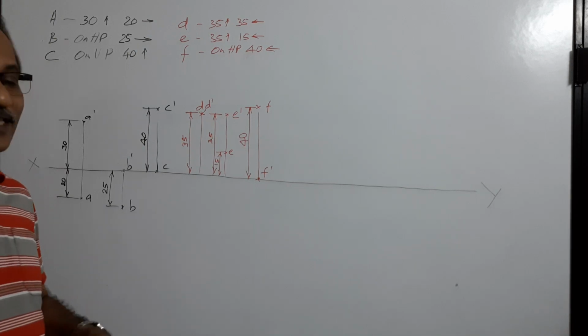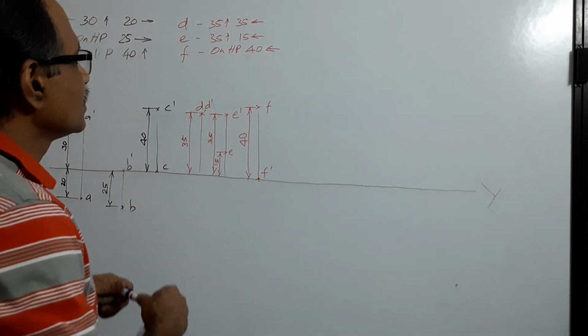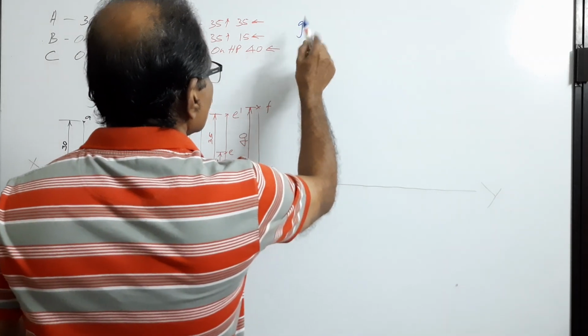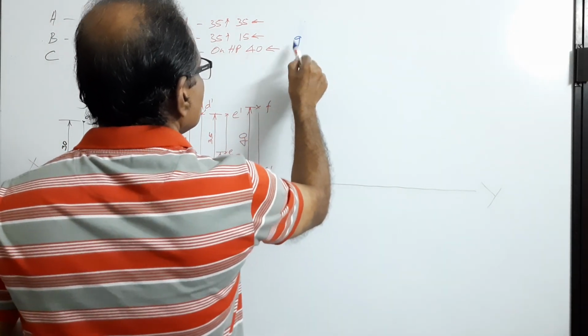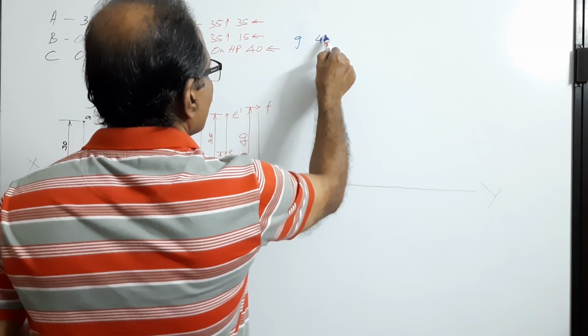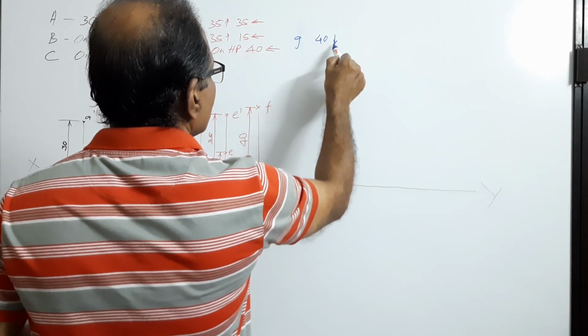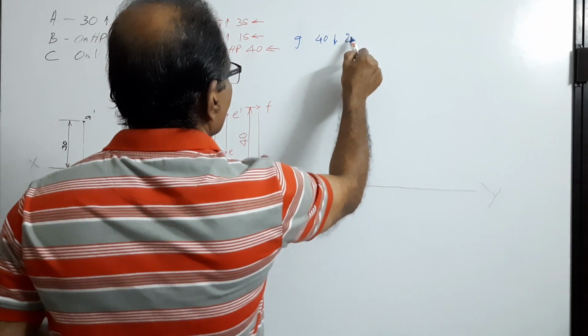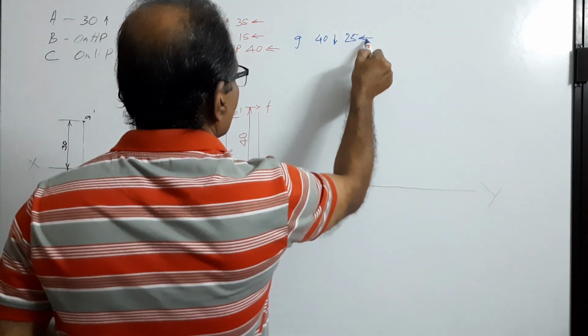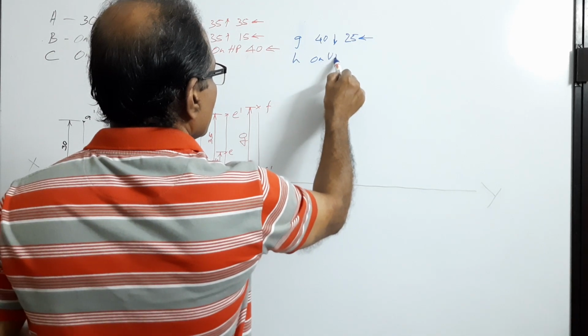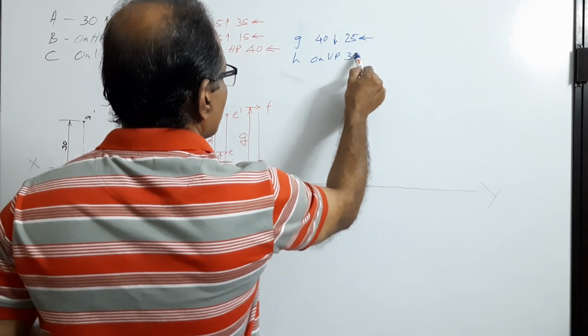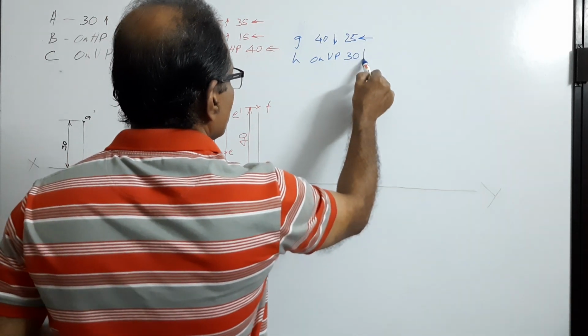Now we will take another set of points. Point G, 40 mm below HP and 25 mm behind VP. Then point H, on VP, 30 mm below HP.